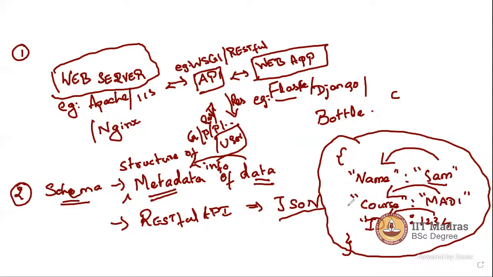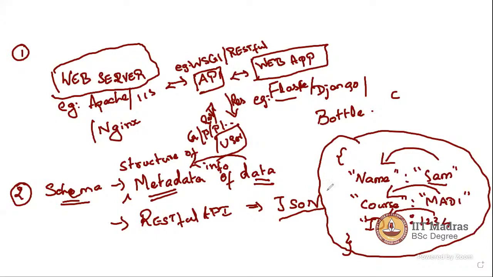So since it is a human readable data format, a simple person who has learned English but doesn't know anything about the coding part can also learn what is written here, right? By seeing this, Sam is the name and mad1 is, so that is how it is a human readable data format that resembles a JavaScript object. So it is using this RESTful API as JSON schema, right? So this is how the schema is represented.